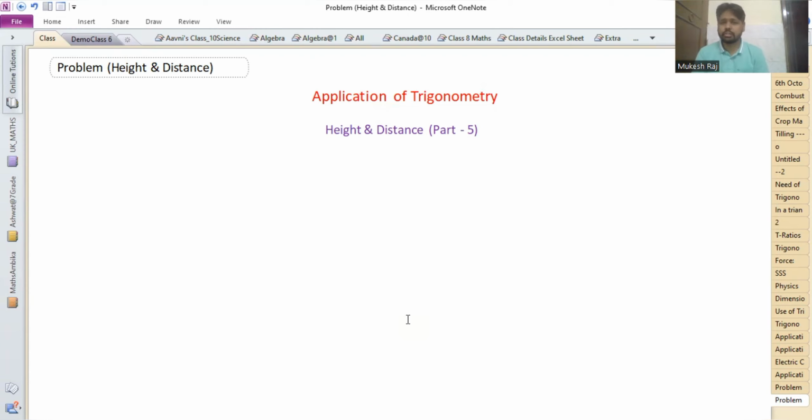Today, once again, we are continuing our discussion on height and distance, that is application of trigonometry, in part 5, where we will be dealing with problems. That means questions that may enhance our skill to apply the three cases that we have already discussed in my previous video. I had already discussed one question related to the first case, and continuing with that same first case, today we will be discussing another question.